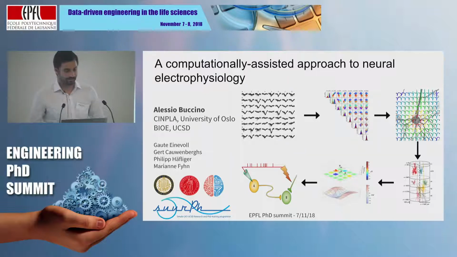So again, my name is Alessio Buccino, and I'm a PhD student at the Center for Integrative Neuroplasticity at the University of Oslo, under the supervision of Gaute Einevold, Philip Affliger, and Marianne Fyhn. And I also collaborate with Gert Kauenbergs from the University of California, San Diego.